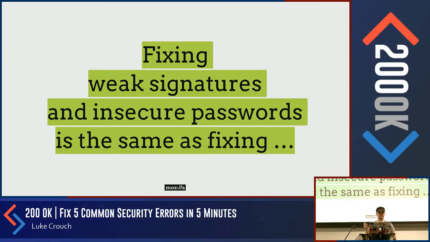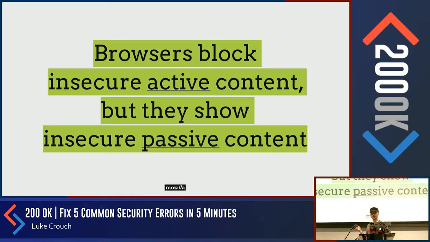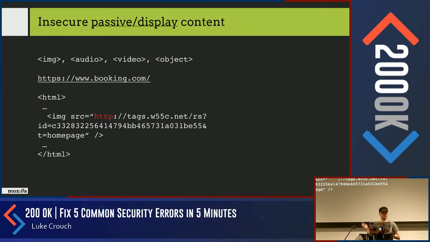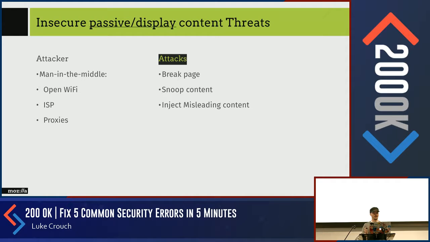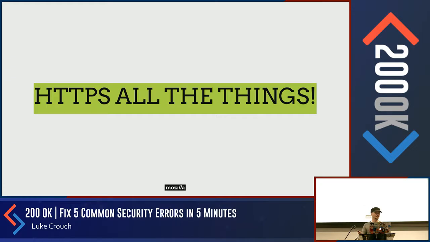Fixing weak signatures and insecure passwords is the same as fixing mixed content. Browsers block insecure active content. They show passive content. This is what it looks like to a user. This is what triggers it. You're on an HTTPS site. You have a source to an HTTP domain. The attack here is someone could break the page or snoop the content. They could inject misleading content. So to fix all of these, you can do HTTPS for all of your stuff.